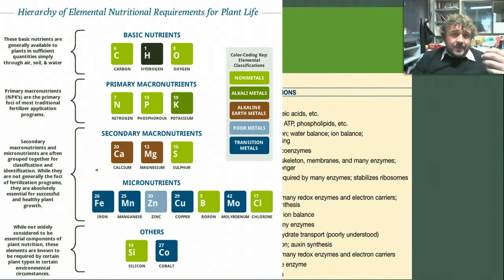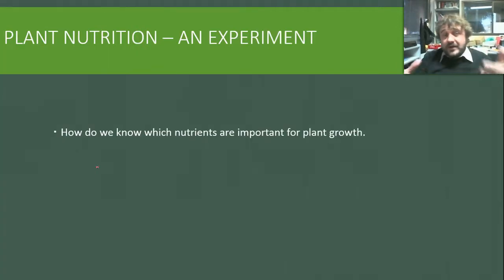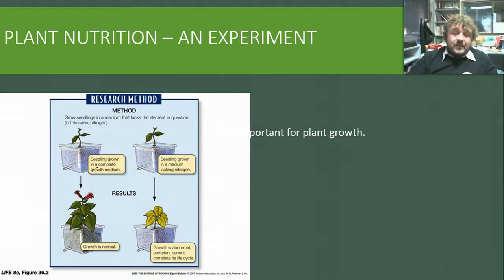So there are some that a plant can survive with, some that a plant cannot survive without, and some that are ideal. If you want your plants to grow fantastically, you'll need the other micronutrients, but it's a bit of a mix. And we'll see how to work it out in a second. So an experiment, right? How do we know which nutrients are important for plant growth and which ones aren't? Well, it's quite simple. You put your seedling in a water growth medium.